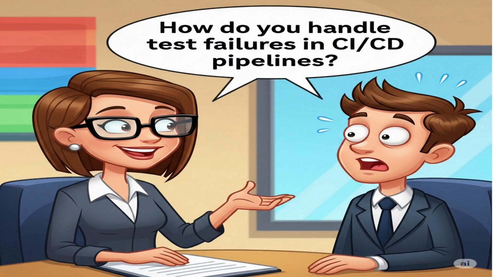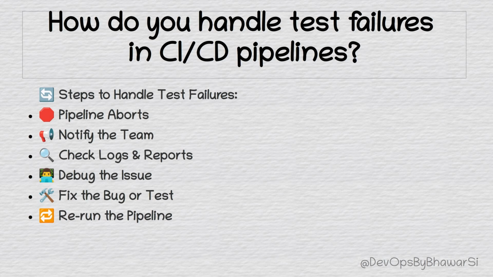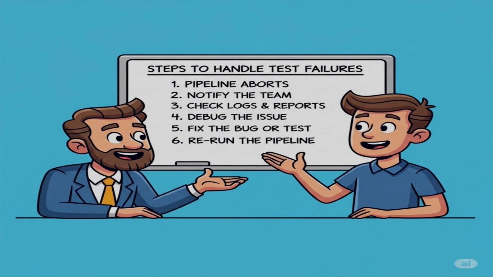Guys, you're going to be surprised by our next question. And yes, it's once again from the CI stages. So here it is. How do you handle test failures in CI/CD pipelines? Well, there are some key steps you need to follow to deal with a failed test stage. Let's go through them. First of all, when the test stage fails, the pipeline will stop right there. This prevents bad or unverified code from moving forward.